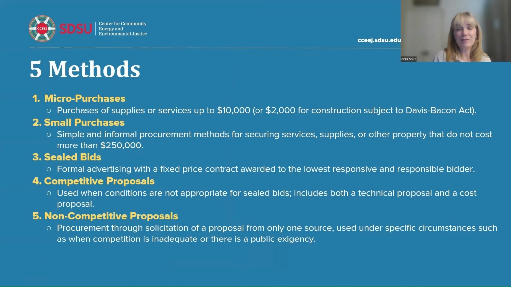So here we are with the 5 methods of contracting. Number 1, micro purchase. This is when you need purchasing supplies or services up to $10,000, okay? And each one of these methods have specific requirements that you need to follow. They become more complex as we go along, except number 5, okay? Small purchases is simple and informal procurement methods for securing services, supplies, or other property that do not cost more than $250,000, okay?